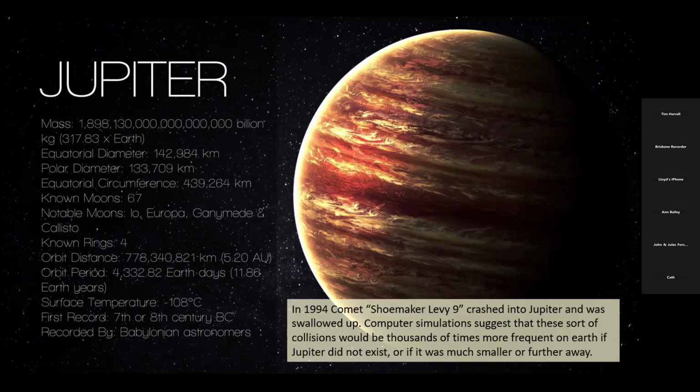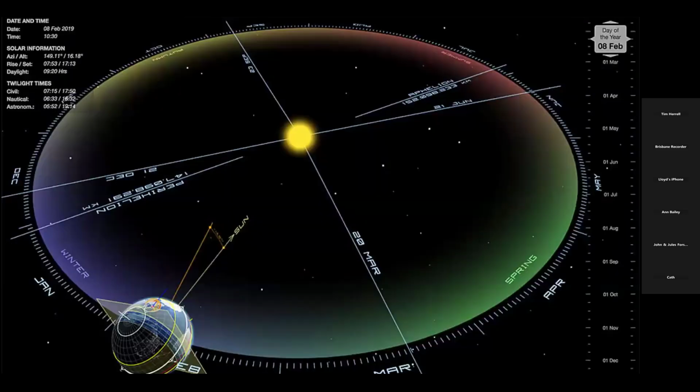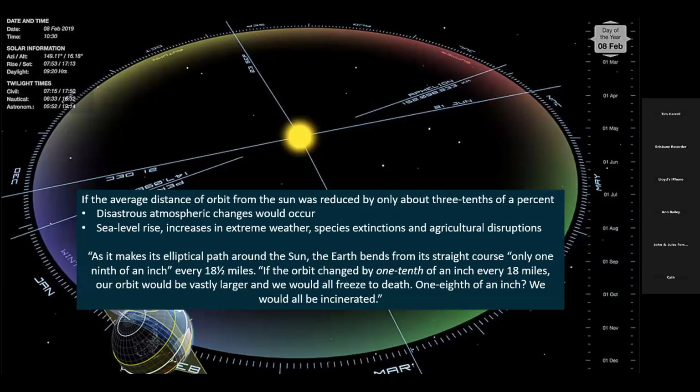Computer simulations suggest that these sorts of collisions would be thousands of times more frequent on Earth if Jupiter did not exist, or if it was much smaller or further away. So our big brother's sitting out there protecting us from a whole bunch of stuff that comes in from our solar system. Okay, this was just something about Earth's orbit.